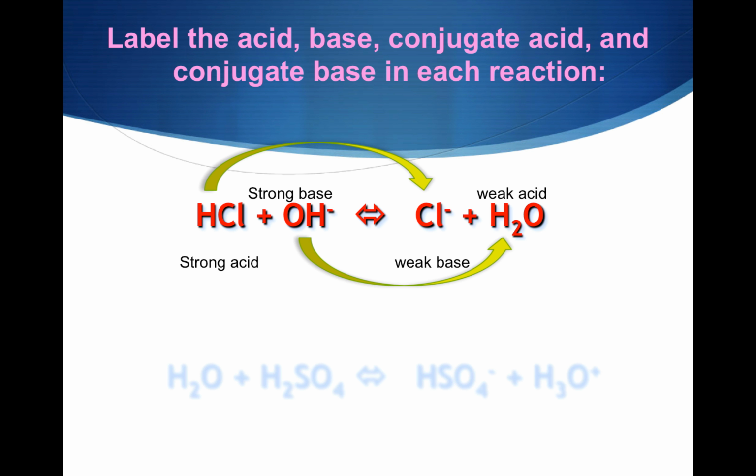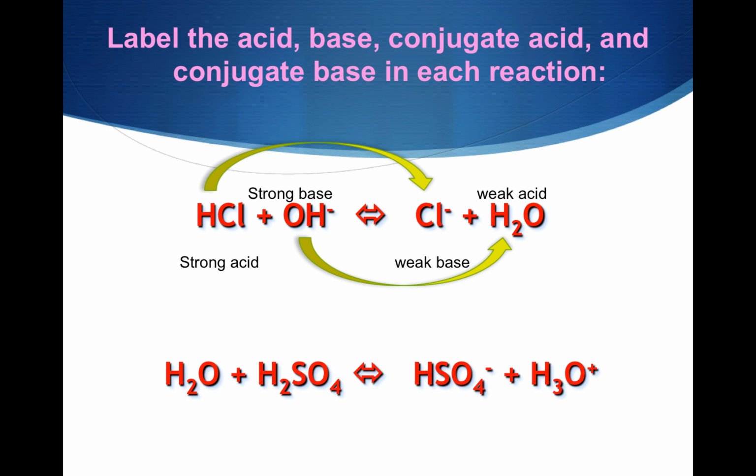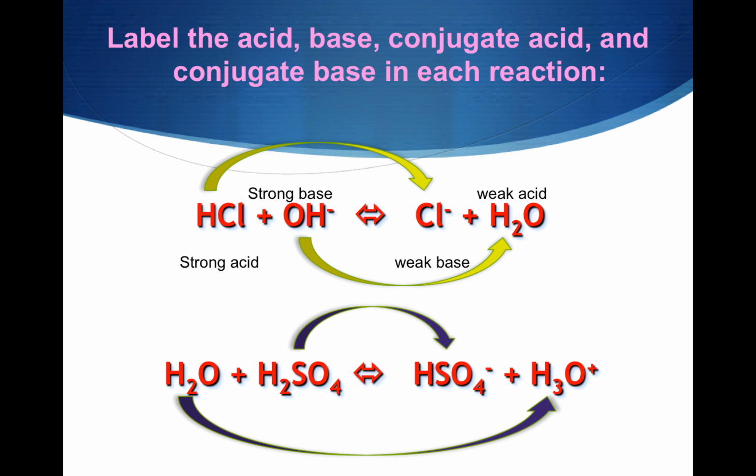Let's look at another example. Step 1, connect the things that are changing. For water to become the hydronium ion, it must gain a hydrogen. It must gain a proton. Therefore, it's a base. It should make sense to you that water is a weak anything. A weak acid, a weak base. That means the hydronium ion on the opposite side of the equilibrium arrow is a strong acid.